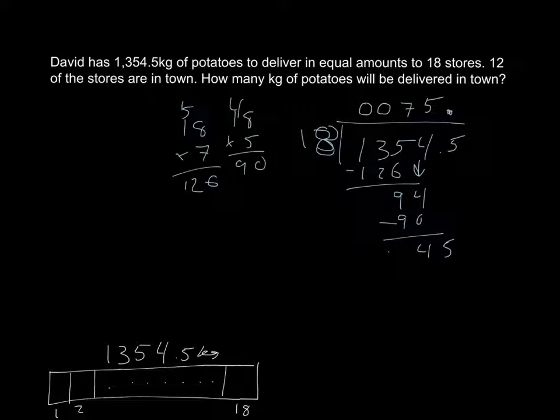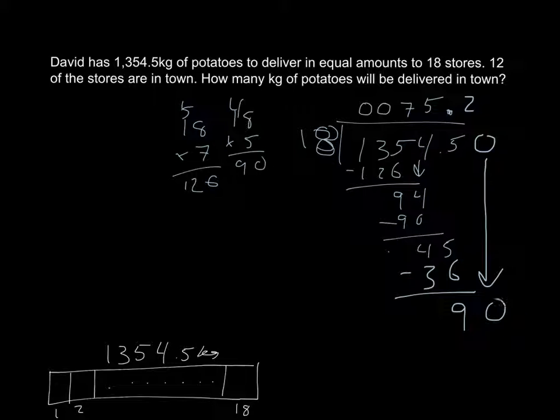18 into 45 goes twice, which is 36. I did that in my head. Which leaves me with 9, and I have 0 hundredths, so I'm adding a 0 and bringing it down. So I have 90, and I already did my work for that over on the other side. So I know that it's 5. 90 minus 90 is 0. So I have 75 and 25 hundredths kilograms going to one store, because I divided this by 18.